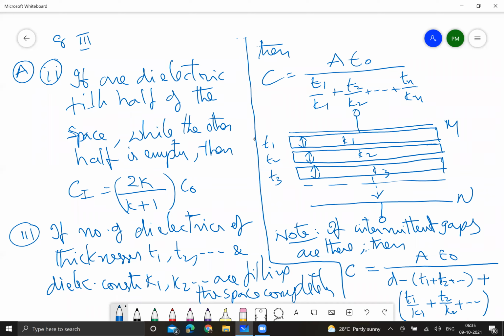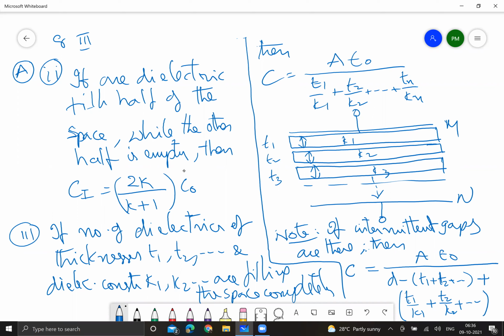We will do it afterwards. Sir, what is that in the last one, sir? If intermittent gaps are there, means the space is not completely filled with dielectric, whereas here, the entire space is completely filled with dielectric. Here intermittent, there are some gaps. The entire space is not filled with dielectric.